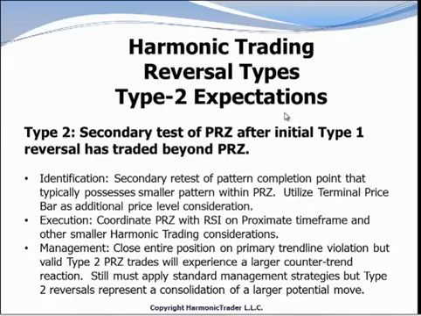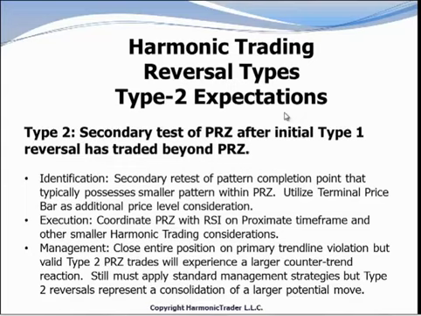We want to coordinate the PRZ with the RSI on the approximate time frame and look at other smaller harmonic trading considerations, such as looking at a smaller pattern, like I said, that forms on a secondary test in the approximate time frame, analyzing maybe a secondary test of RSI, as we looked at with RSI BAM, divergence or confirmation. In many cases on the secondary test, that will be accompanied by some type of multiple RSI formation.